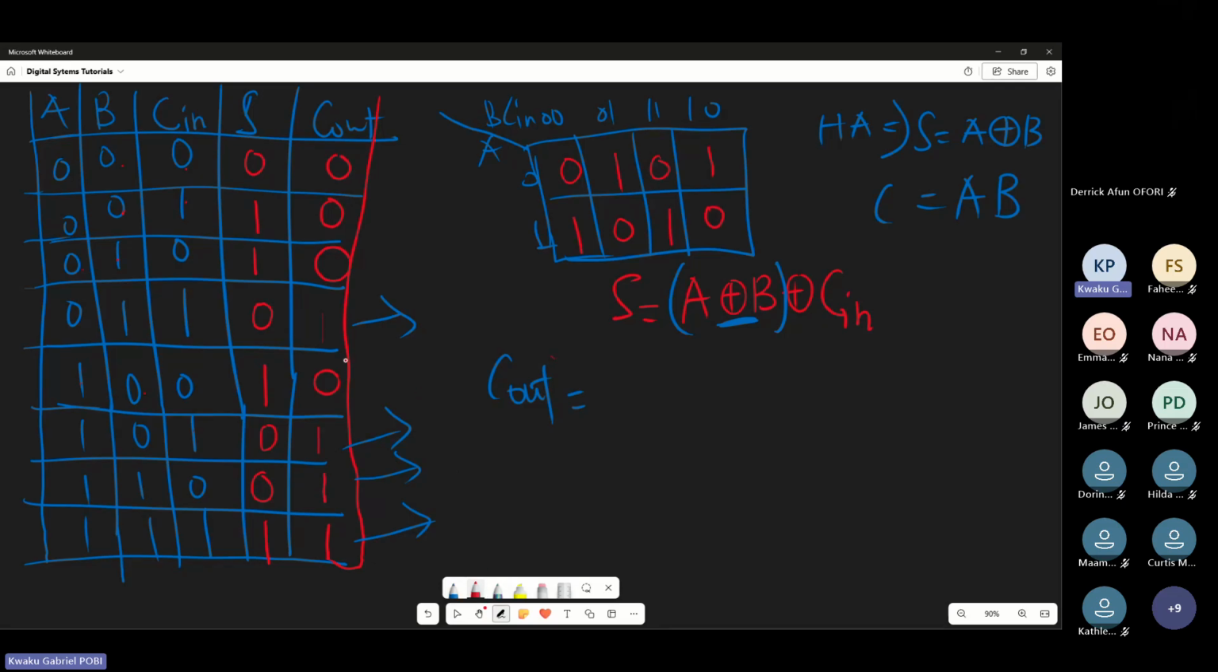Now, for the carry out, we are going to write the expressions one by one. So here, what gave us this first one? It was A being 0, B being 1, C in being 1. So we have A bar, B, C in. That was this part, giving us a 1 here, right? And then we have another one.